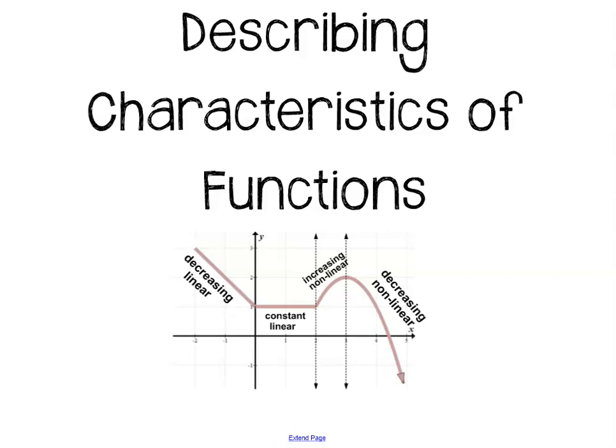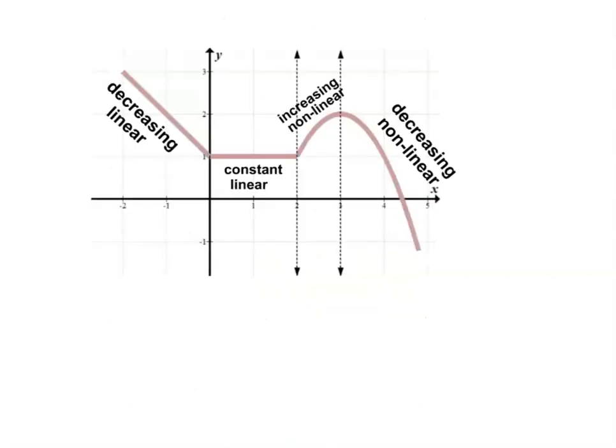In this tutorial, you'll learn how to describe characteristics of functions. Here's a graph of a function with many different characteristics. As you can see from the vocabulary, we have sections that are both decreasing and increasing. We have sections that are perfectly straight and linear, sections that are curved or nonlinear, and we have sections that are horizontal or constant.